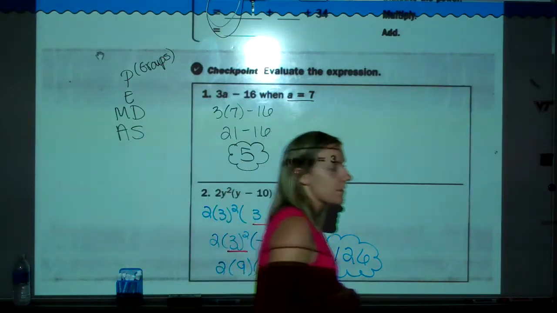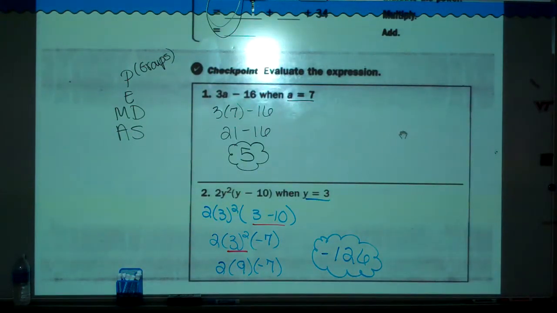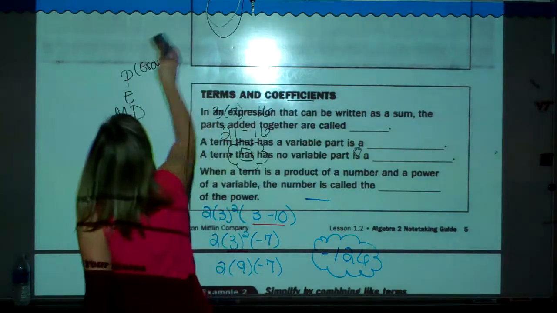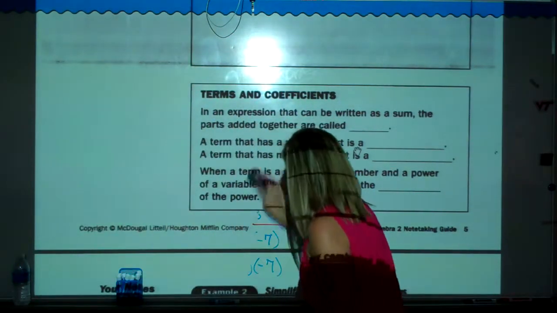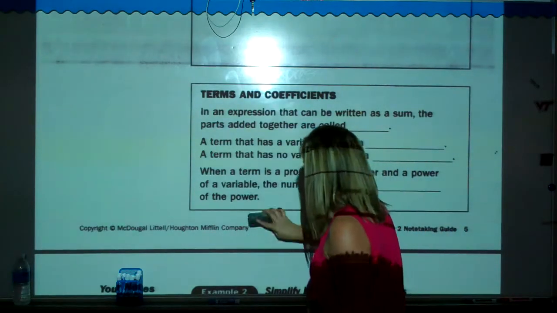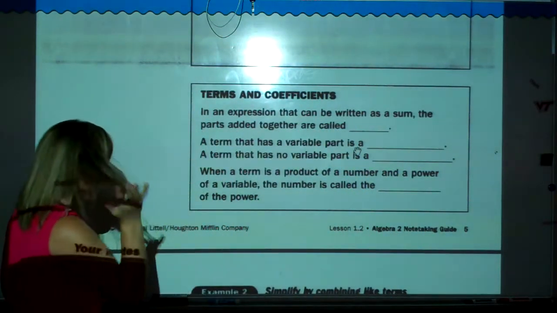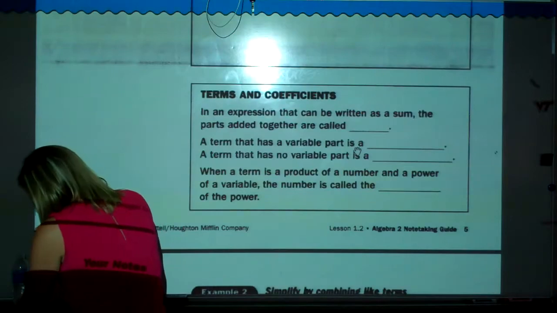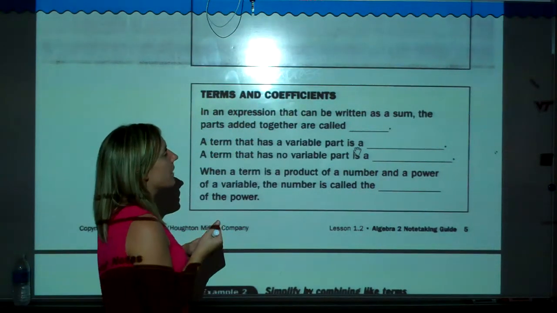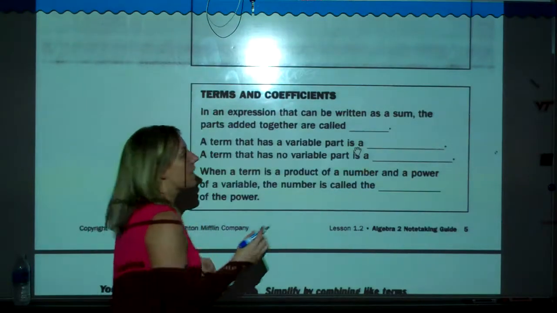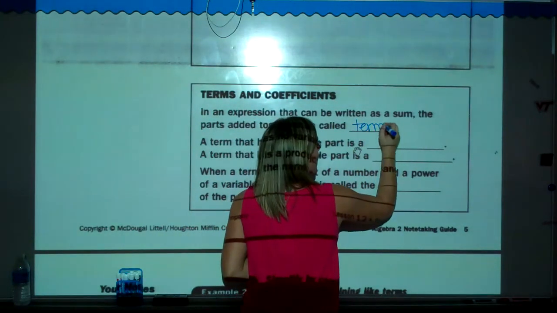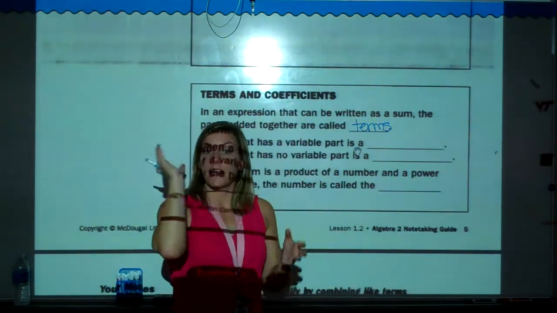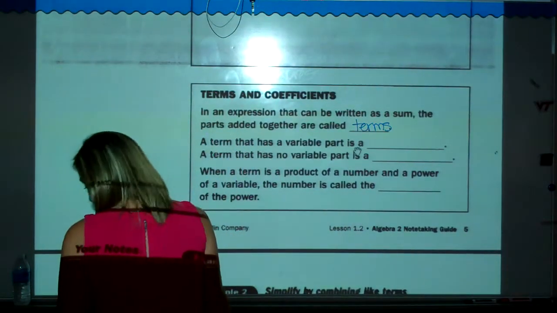And let's talk a little bit more at the bottom. A little bit more definitions here. Alright, so terms and coefficients. We talked about them a little bit already, so let's just clarify one more time. In an expression that can be written as a sum, the parts added together are called terms. So terms are separated by plus and minus signs. Each part that's got a plus or minus sign in between is a term, okay?